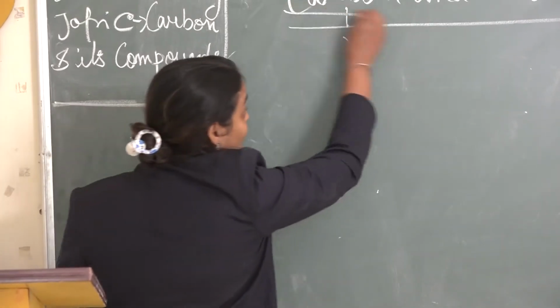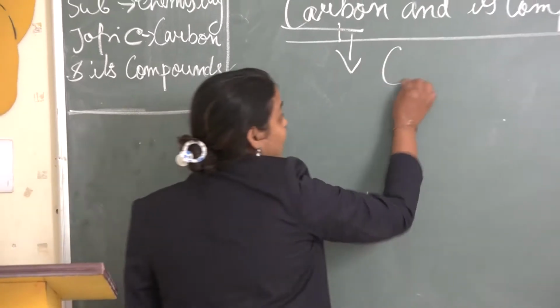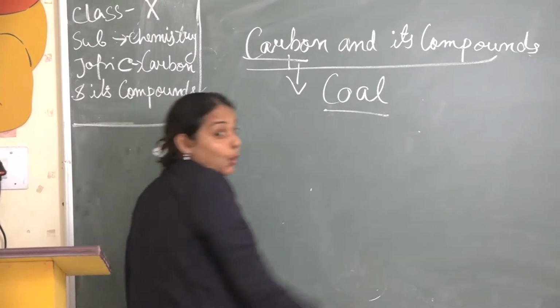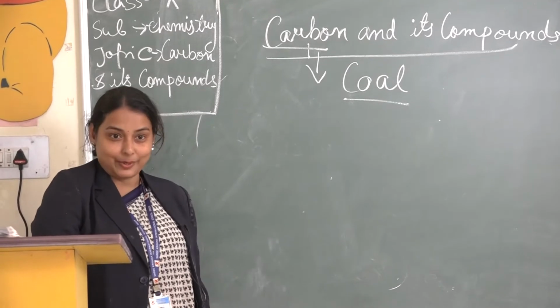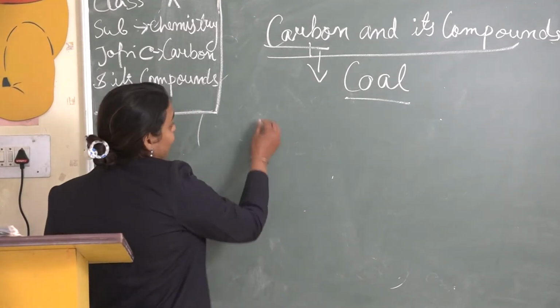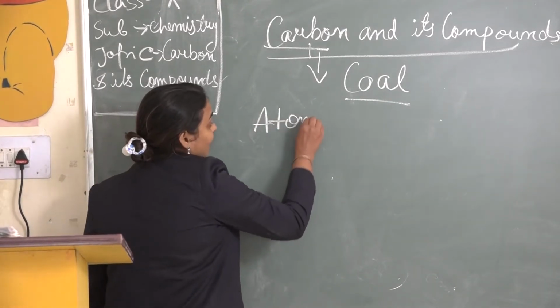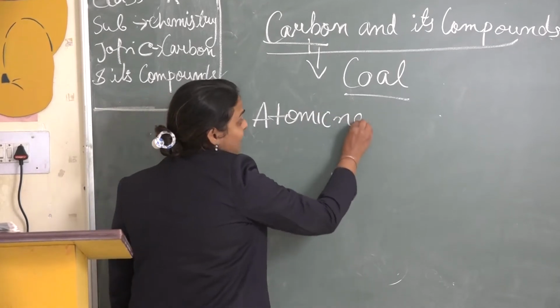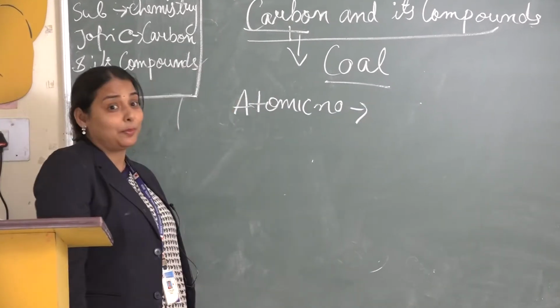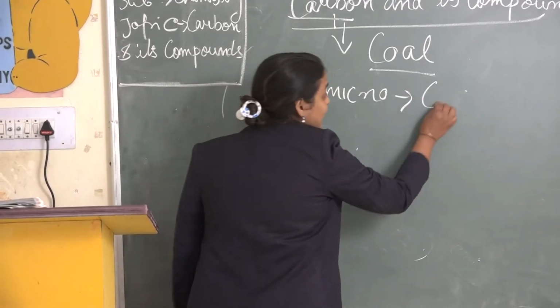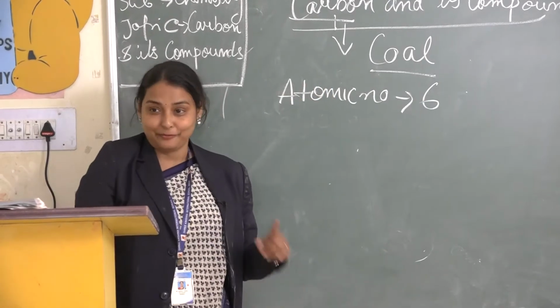So next we are going to know what carbon means. The word carbo means coal, right? First of all, the atomic number of carbon is most important. What is the atomic number of carbon? That is 6. Very good.